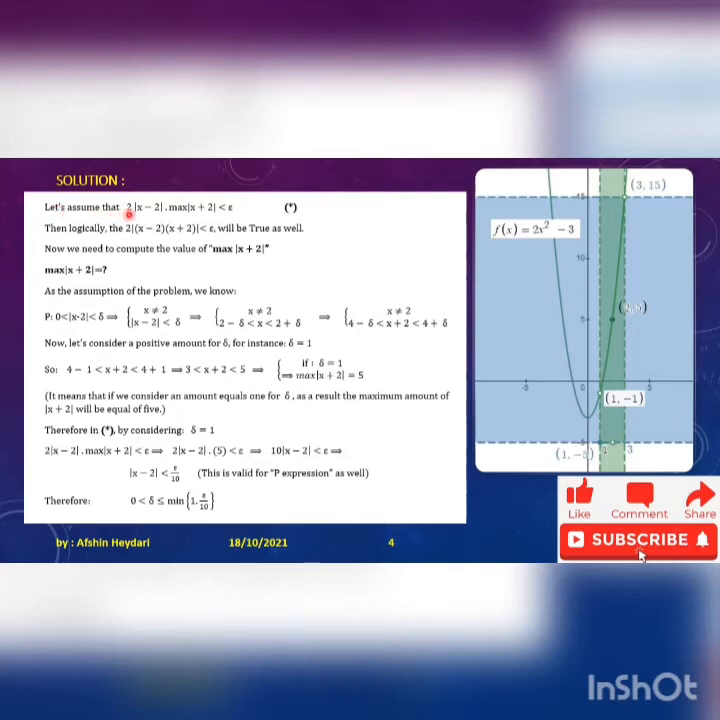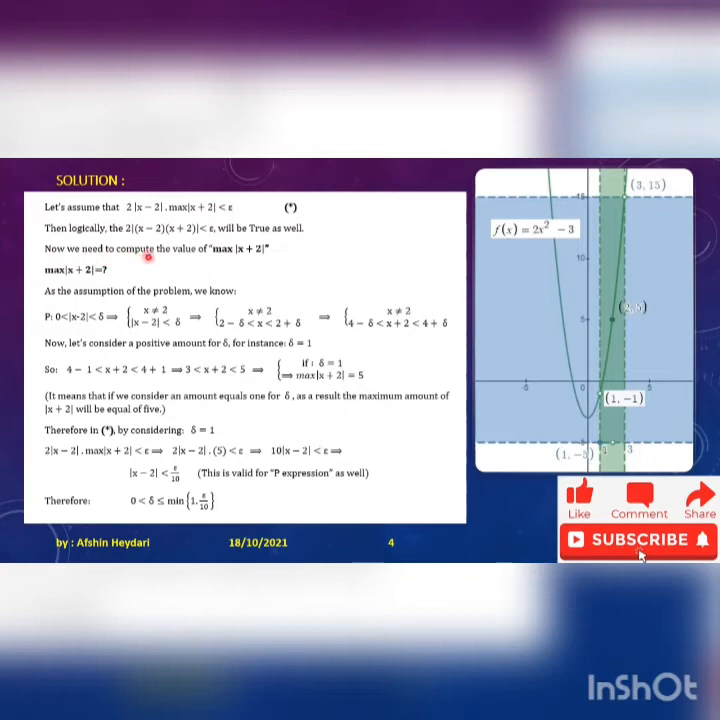Let's assume that 2 times the absolute value of x minus 2 multiplied by the maximum of the absolute value of x plus 2 is less than epsilon. Then logically the P expression, which is here, will be true as well.